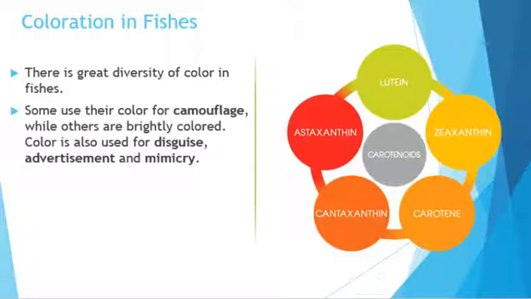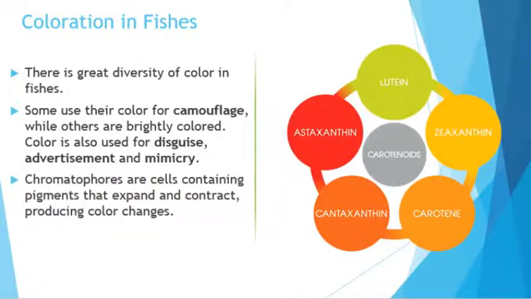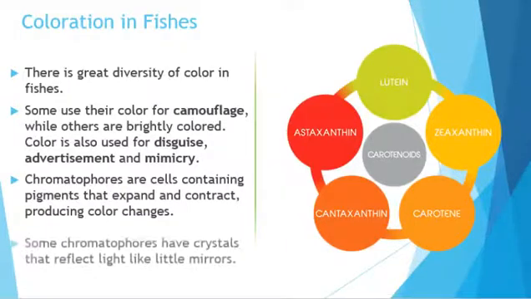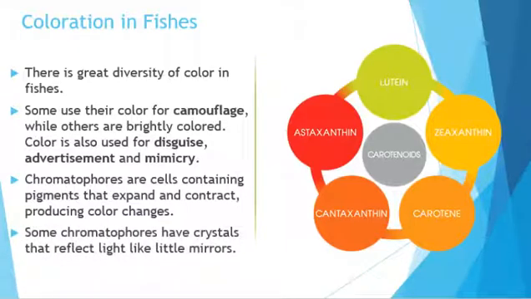Coloration in fishes. We have special cells, which we've talked about when we looked at the squid. Remember the squid? We talked about those chromatophores. Those are cells containing pigments that expand and contract, producing color change. So we watched a video about how the squid did that, right? And the octopus does that. Well, fish can do it too. Not all of them. Some chromatophores have crystals that reflect the light like little mirrors. You probably noticed that some fish are kind of shiny, kind of reflective. So those are those chromatophores doing that.